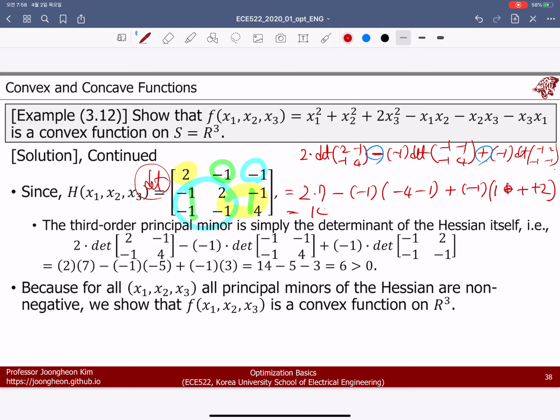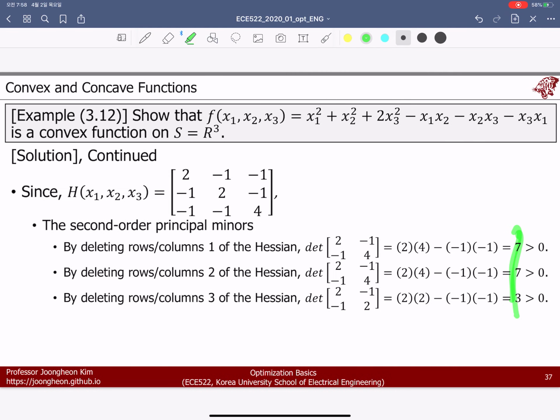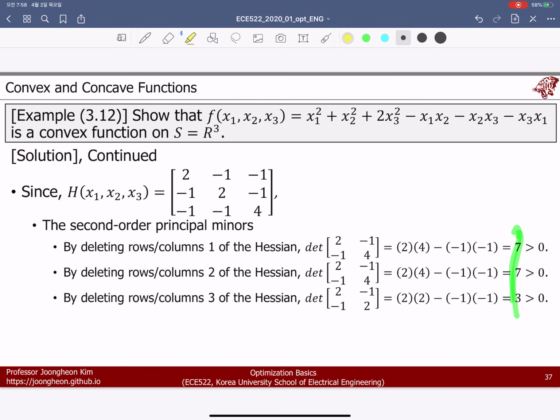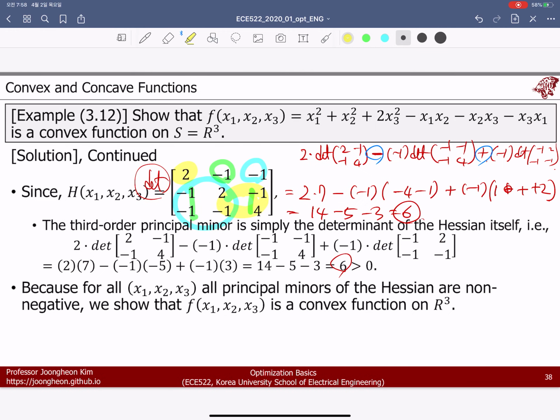Okay, becomes 14 minus 5 minus 3, becomes 6. Okay, so this becomes 6. So here you can check that this is positive. This is also positive. This is also positive. So you can say that all principal minors of this Hessian are non-negative. That's why this is convex. Okay, so this is how you can determine whether the given function is convex or not convex.